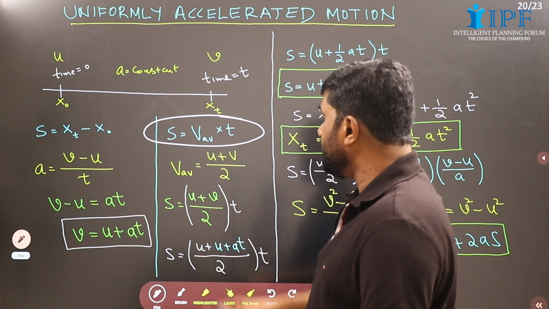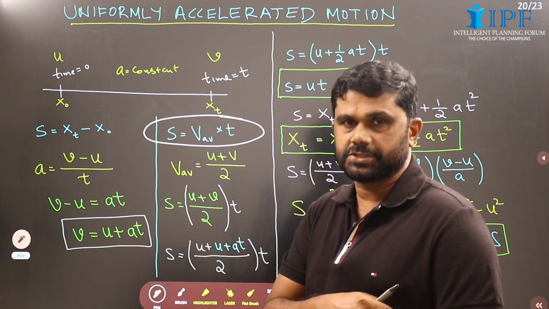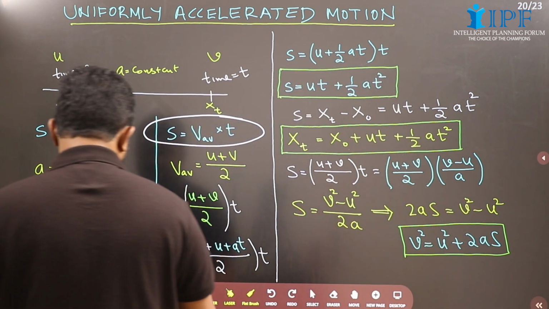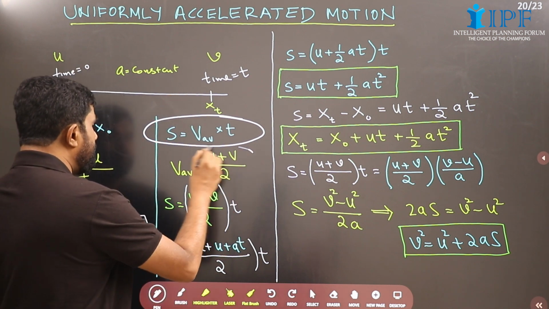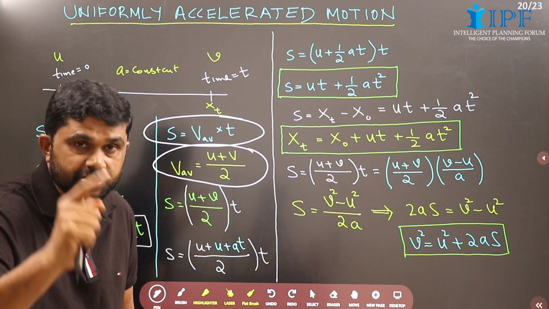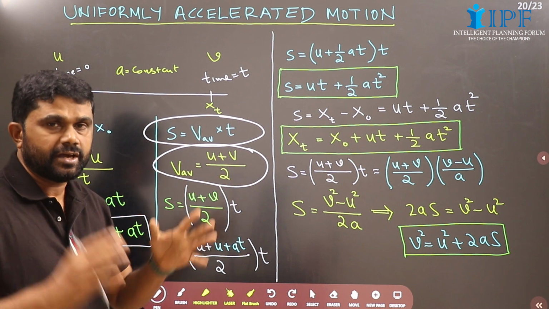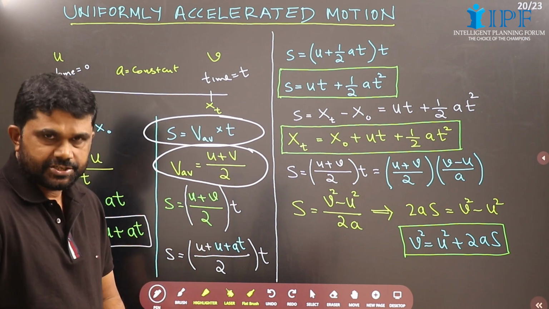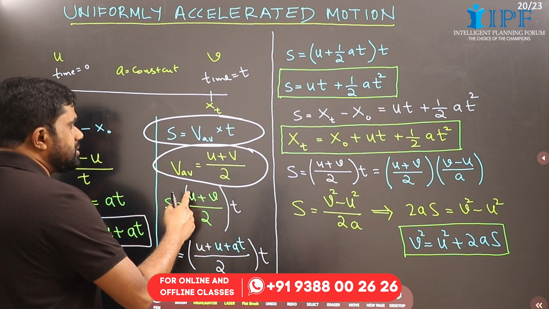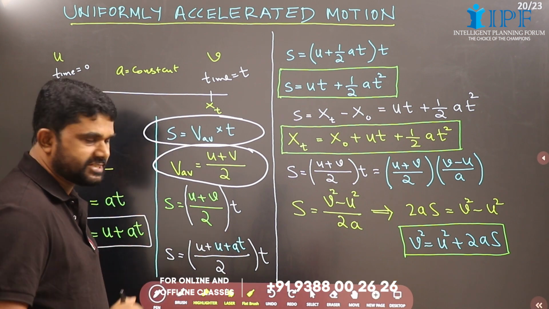Okay, now see, v average is the arithmetic mean of initial and final velocities. Yes, v average equals u plus v divided by 2. Even though this is a beautiful formula, this is valid only when the acceleration is constant. Now see, displacement equals u plus v divided by 2 into t, because here the acceleration is constant.